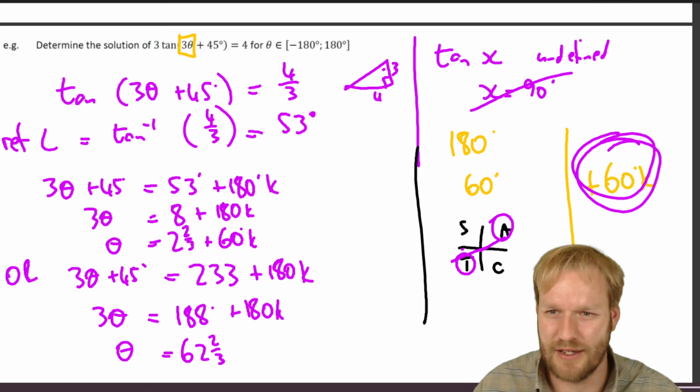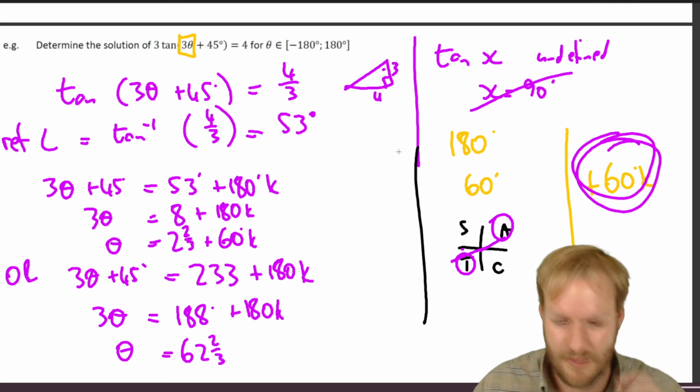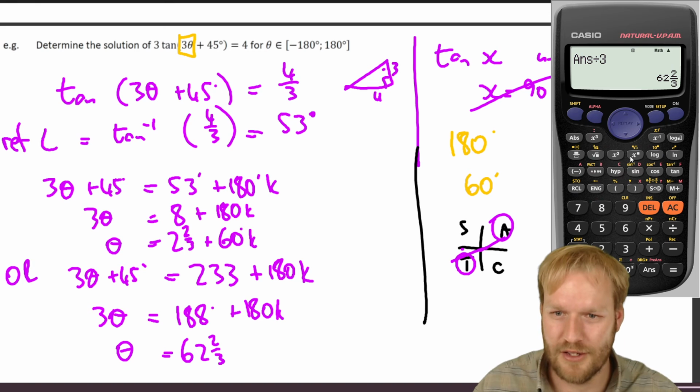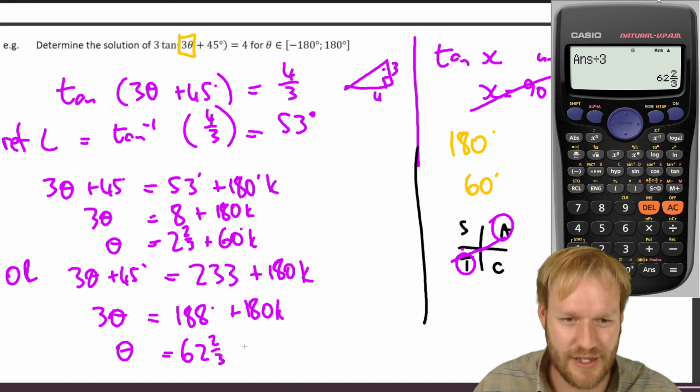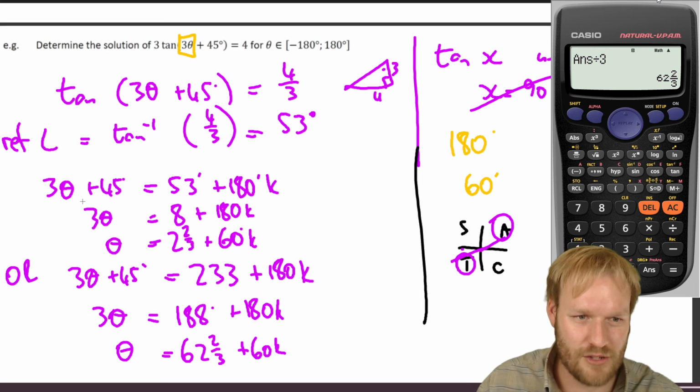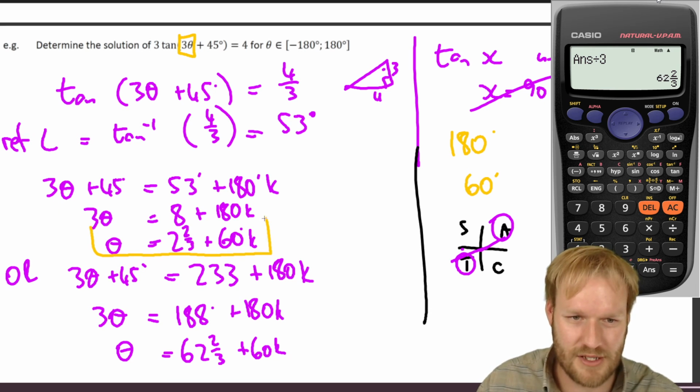Like that one, I don't know where we are. Okay, so shift that there. Yeah, I'm going, oh no, I don't have it there. Yeah, I'm just going with the shift fraction button, it's quite handy. Plus 60k. So we've got our two general solutions for theta.